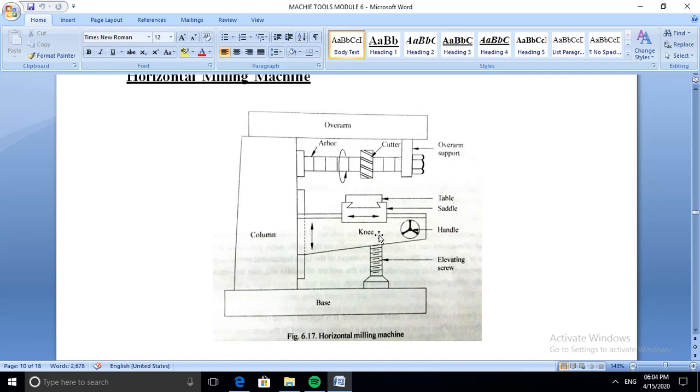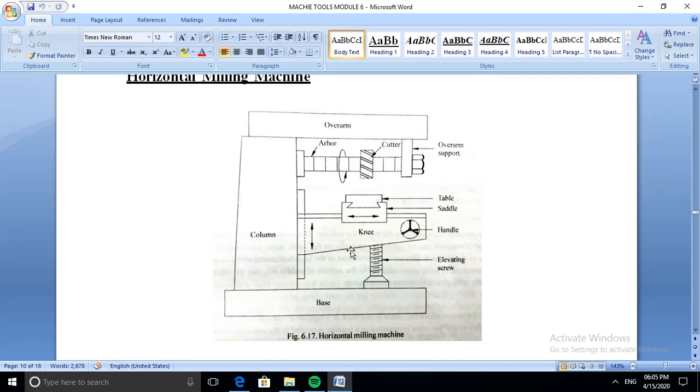The height of the knee can be adjusted by moving it up and down on the gateways provided on the column, and the knee is supported by an elevating screw, because normally high force is applied from the cutting tool, so it is supported by using the elevating screw.